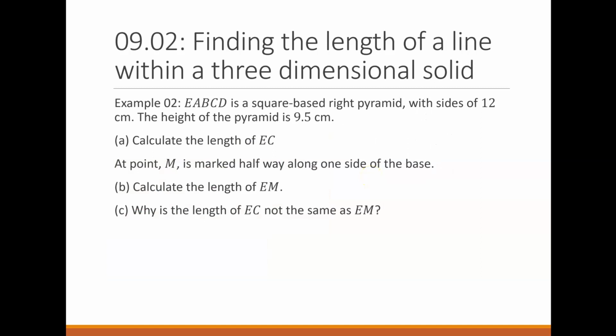We'll do another example here. So EABCD is a square-based right pyramid with sides of 12 centimeters and a height of 9.5 centimeters. We're going to calculate the length of EC, and then we're told an additional piece of information. Point M is marked halfway along one side of the base. We want to find the length of EM and talk about why the length of EC and EM are different.